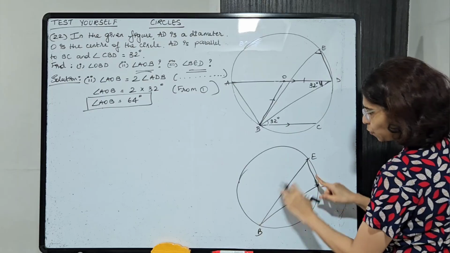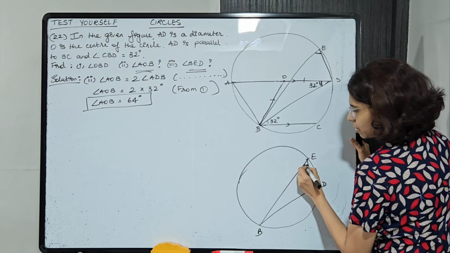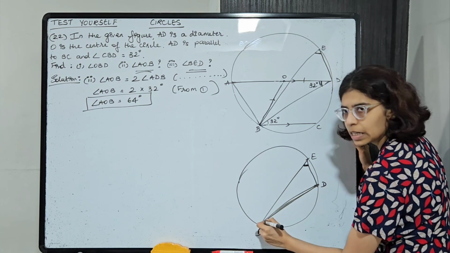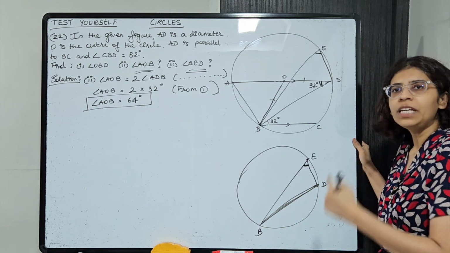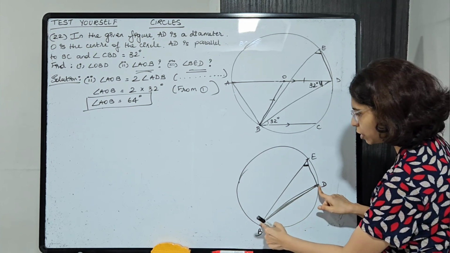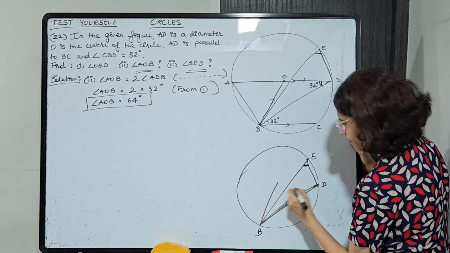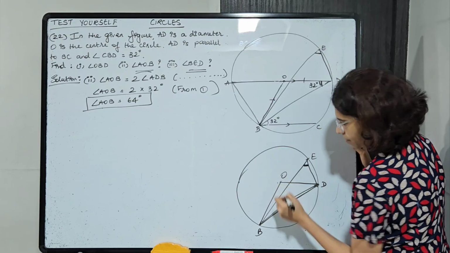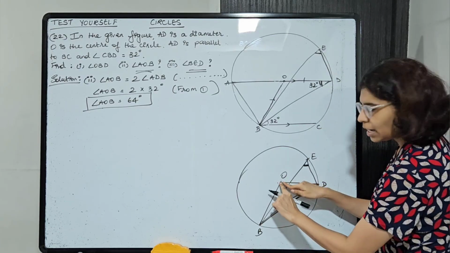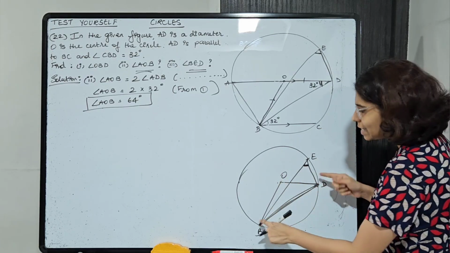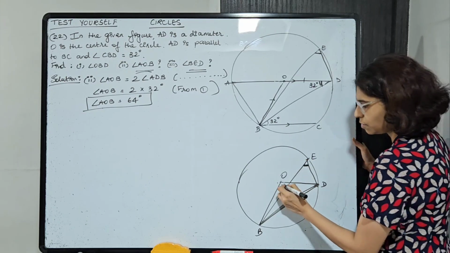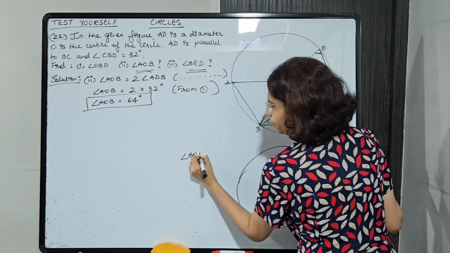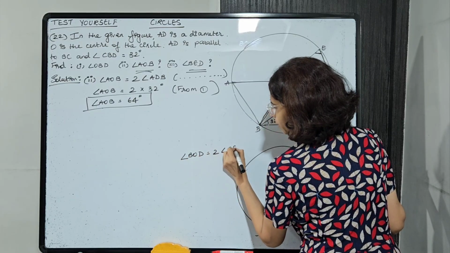Chord BD is forming angle BED on the circumference. This same chord is forming angle BOD at the center. Angle subtended at the center is twice the angle subtended on the circumference. BOD will be twice BED. Angle BOD is twice angle BED.